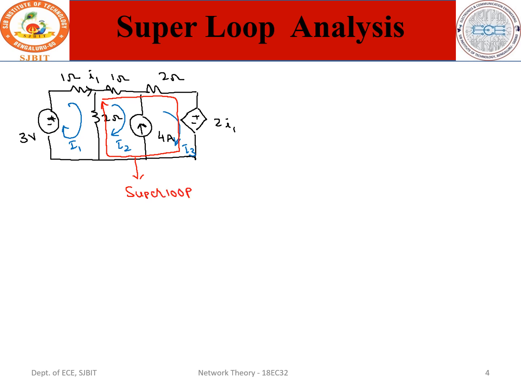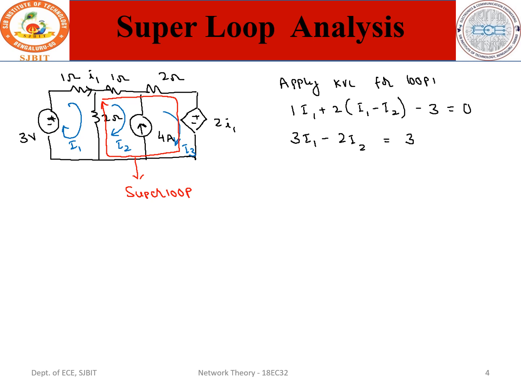So now apply KVL for loop 1. Then we can write the equation like this: 1 into I1 plus 2 into I1 minus I2, because I2 is in the opposite direction of I1. Therefore, you have to write I1 minus I2, minus 3, that is equal to 0. This becomes 3I1 minus 2I2 is equal to 3. So call this equation 1.